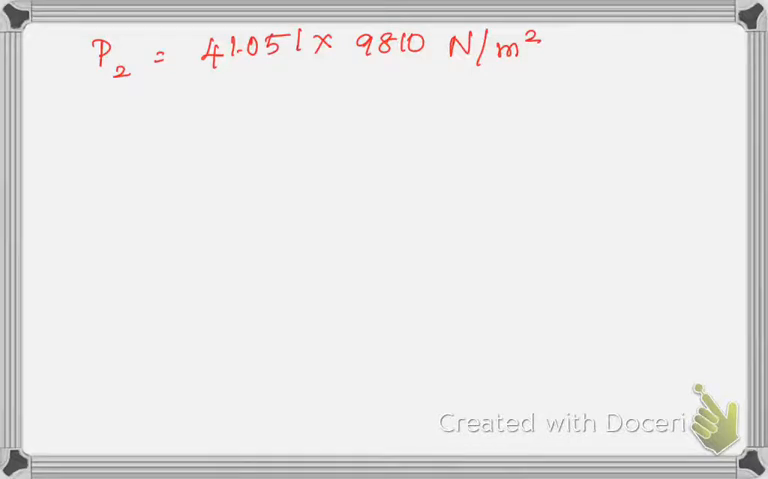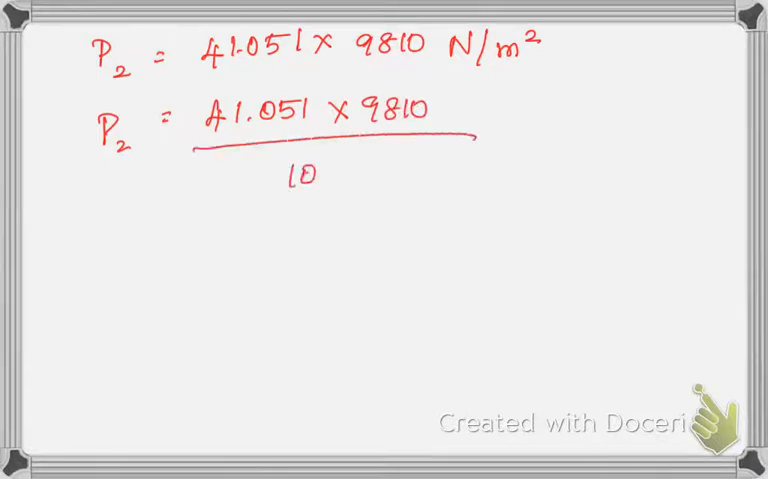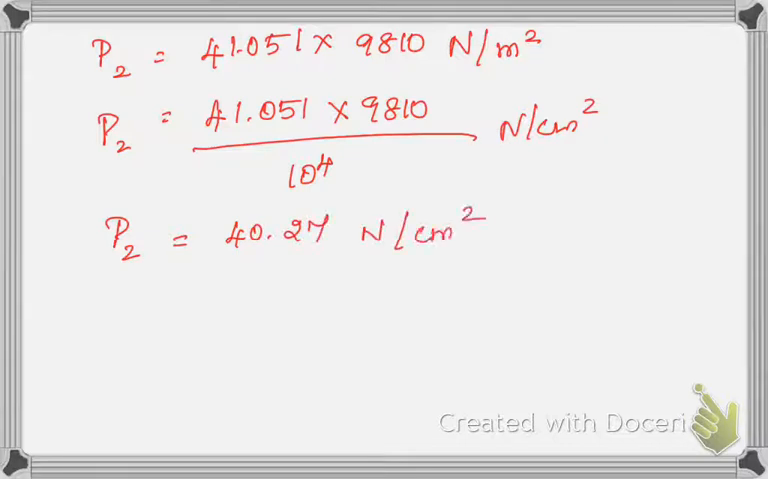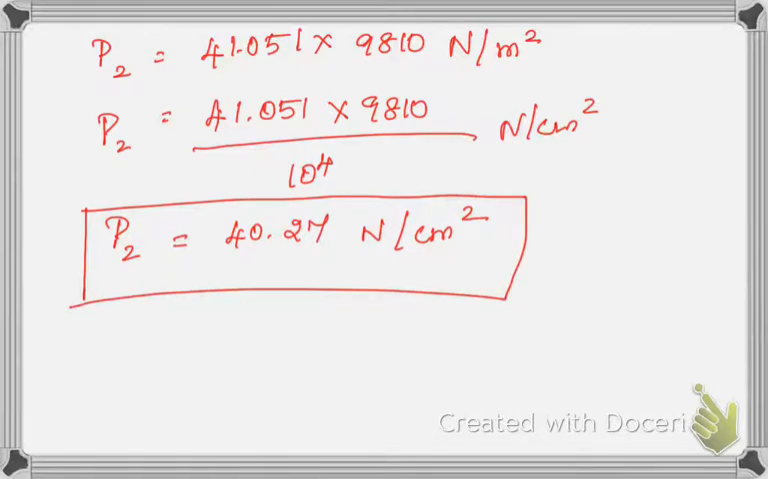Suppose I have to convert this value into Newton per centimeter square, so I have to divide it by 10^4. So 41.051 into 9810 divided by 10^4. So P2 value will be equal to 40.27 Newton per centimeter square. So this is the value for intensity of pressure at section 2.